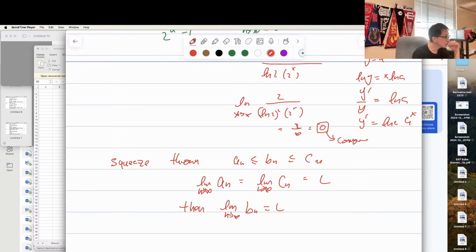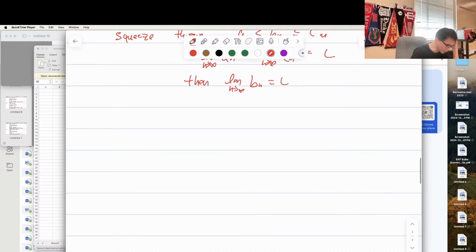For sine of x, there isn't any sine of infinity. I think the last time we dealt with the squeeze theorem was with sine of 1 over x, something like that. Okay, anyway, the specific series we're going to look at is a_n equals n factorial over n to the n.